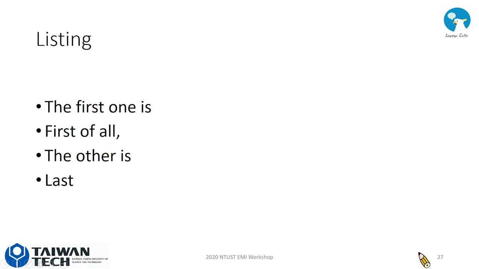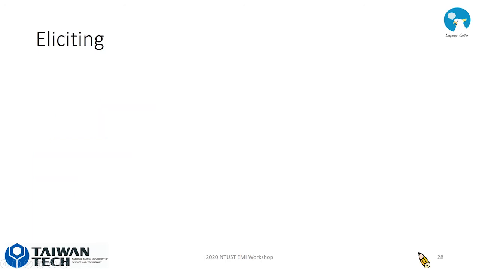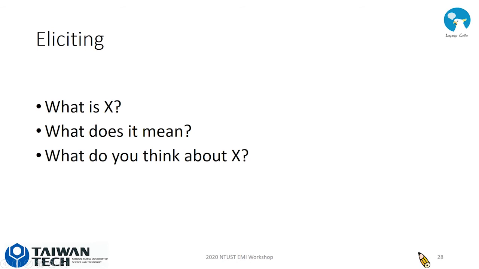The first one is first of all. The other one is last. Eliciting. What is X? What does it mean? What do you think about X? Okay, asking questions. This is what non-native speaker teachers do quite often. I try to ask questions. When you ask questions, many things will happen. Okay, so ask questions.